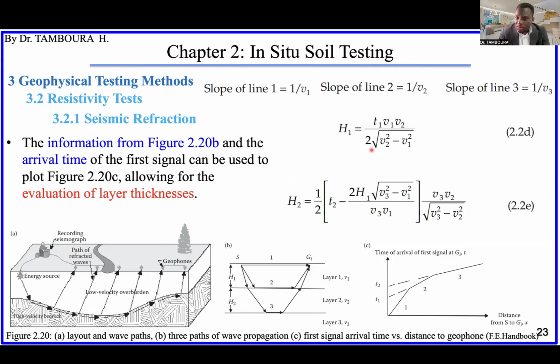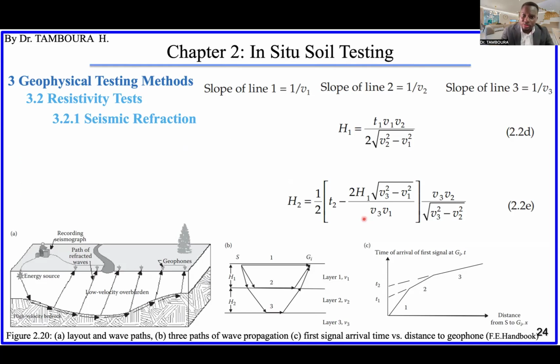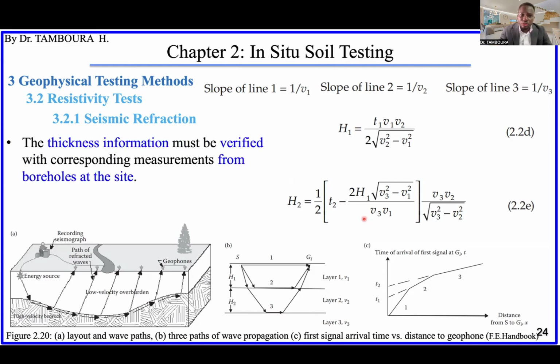So it's clear now how we can obtain the thickness of the soil layers, right? This thickness information must be verified with corresponding measurement from borehole at the site. Okay, the borehole. You calculated these distances, the thicknesses of the soil layer, but you can compare the value here with the value obtained from your borehole on the site, on the construction site. Okay.